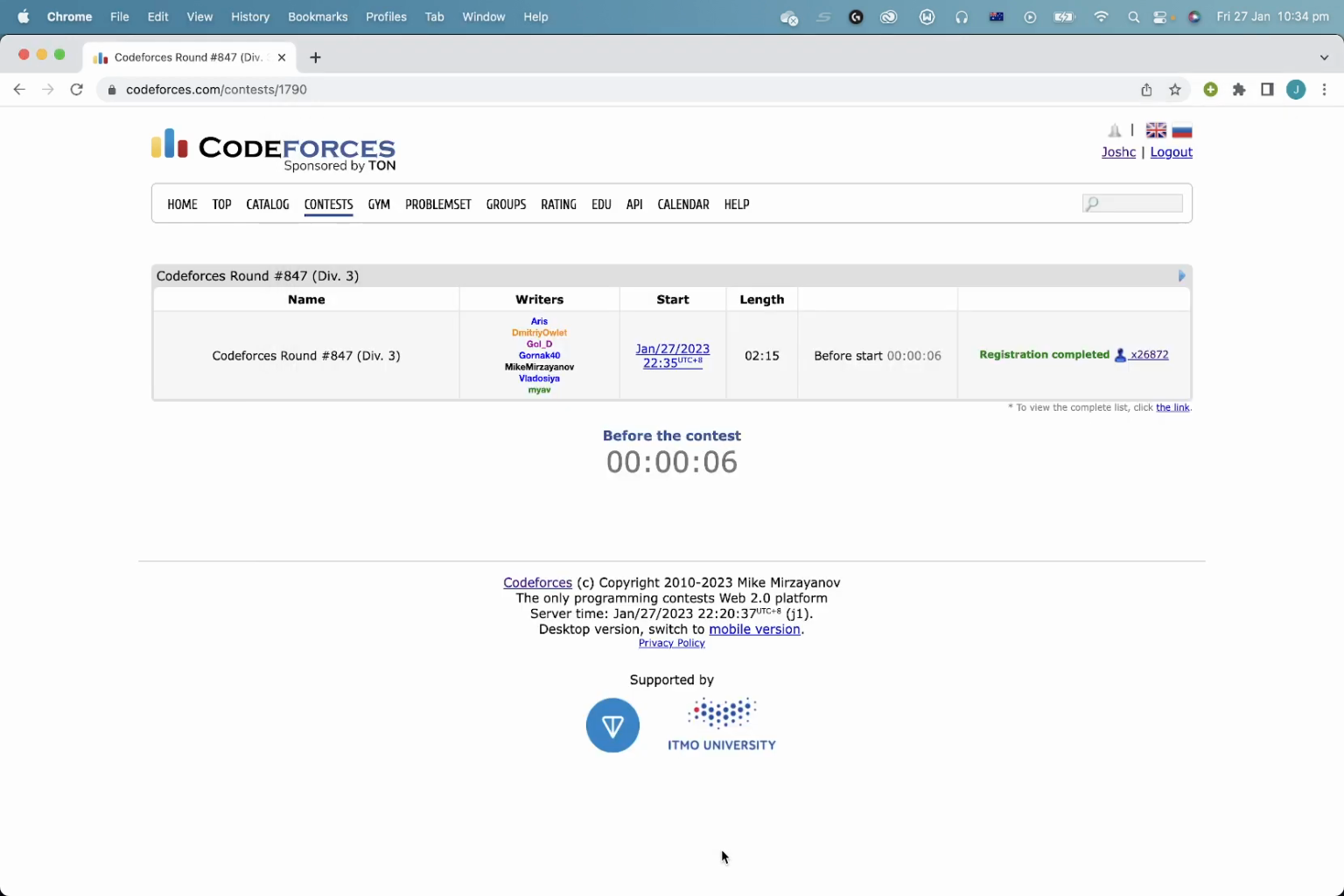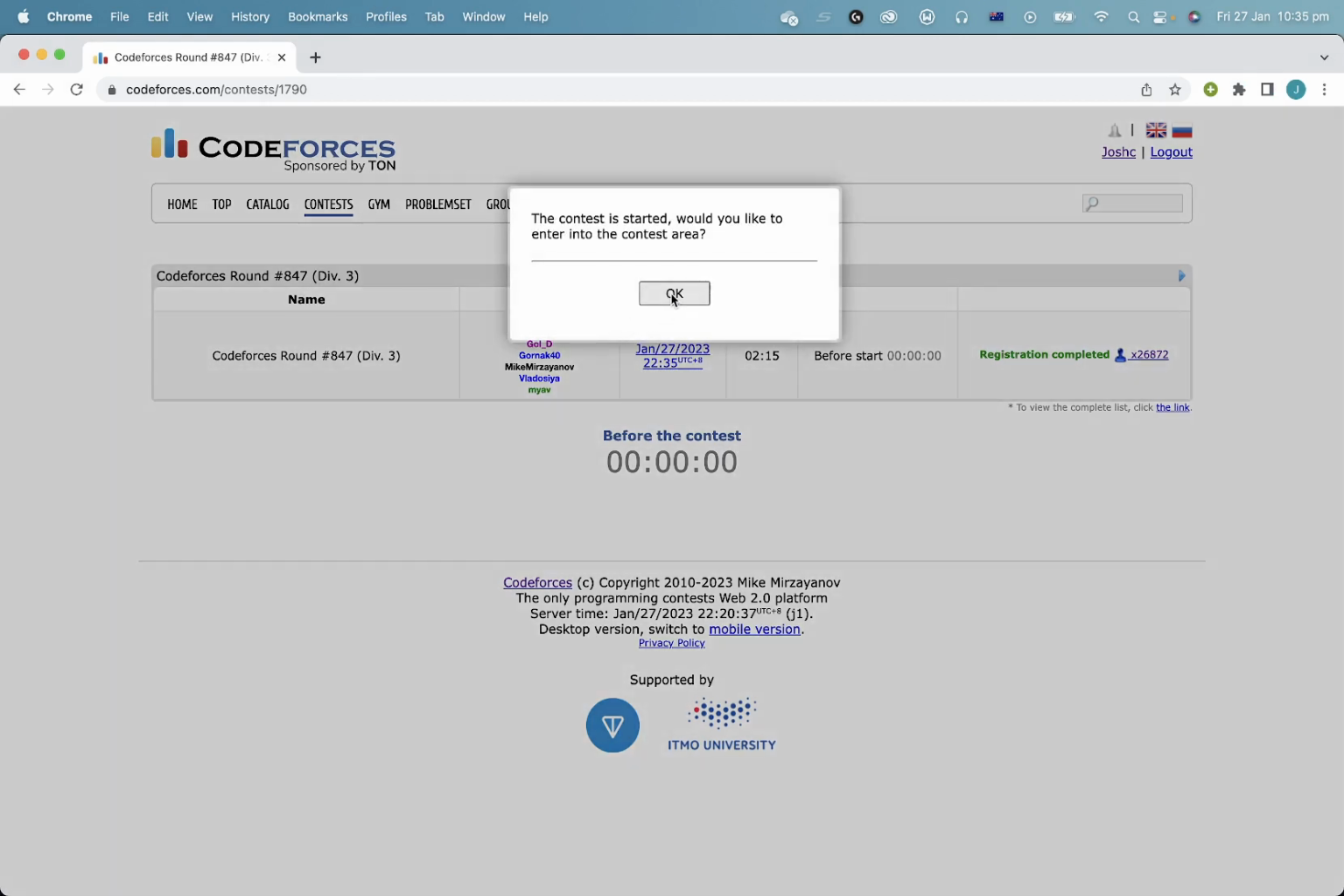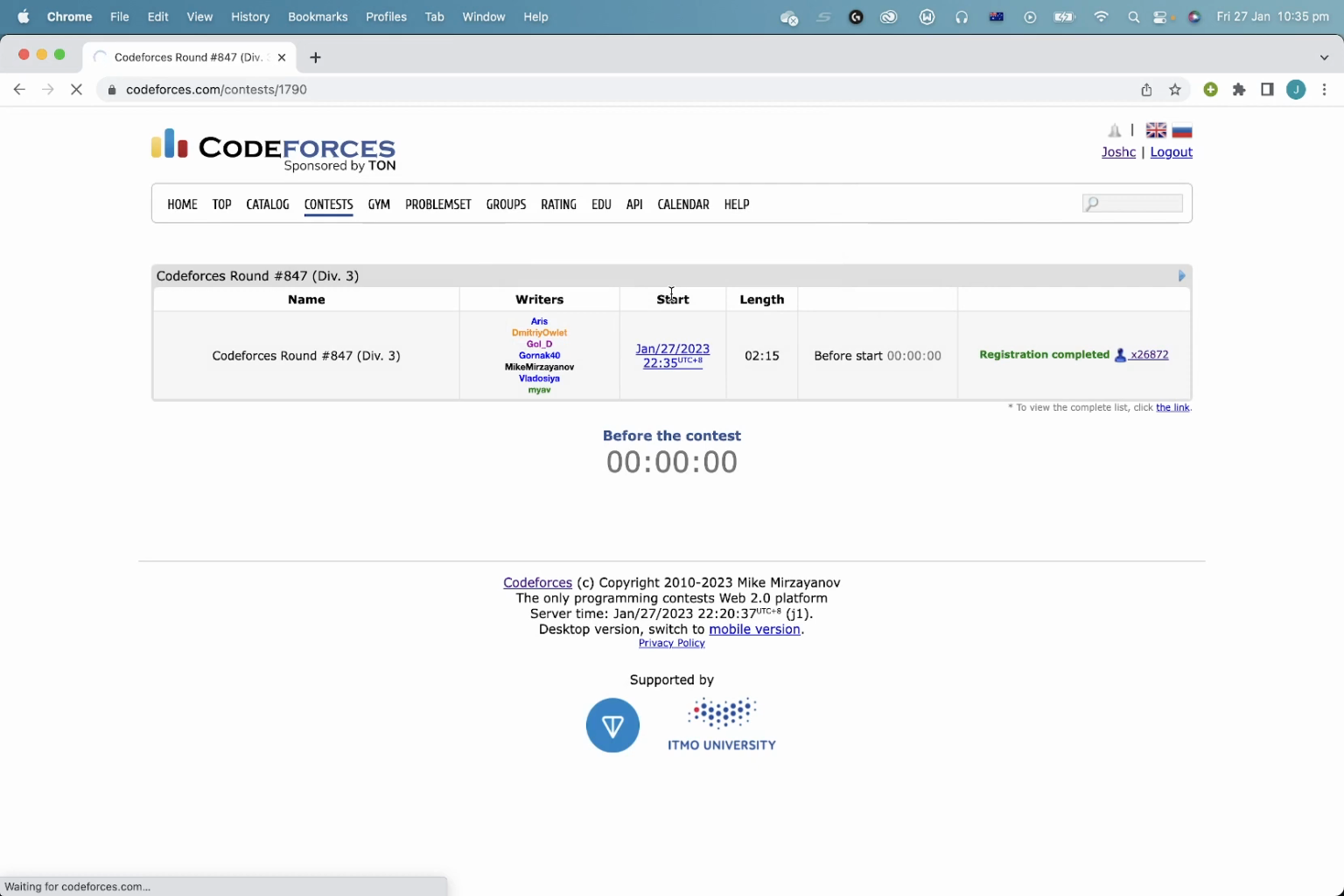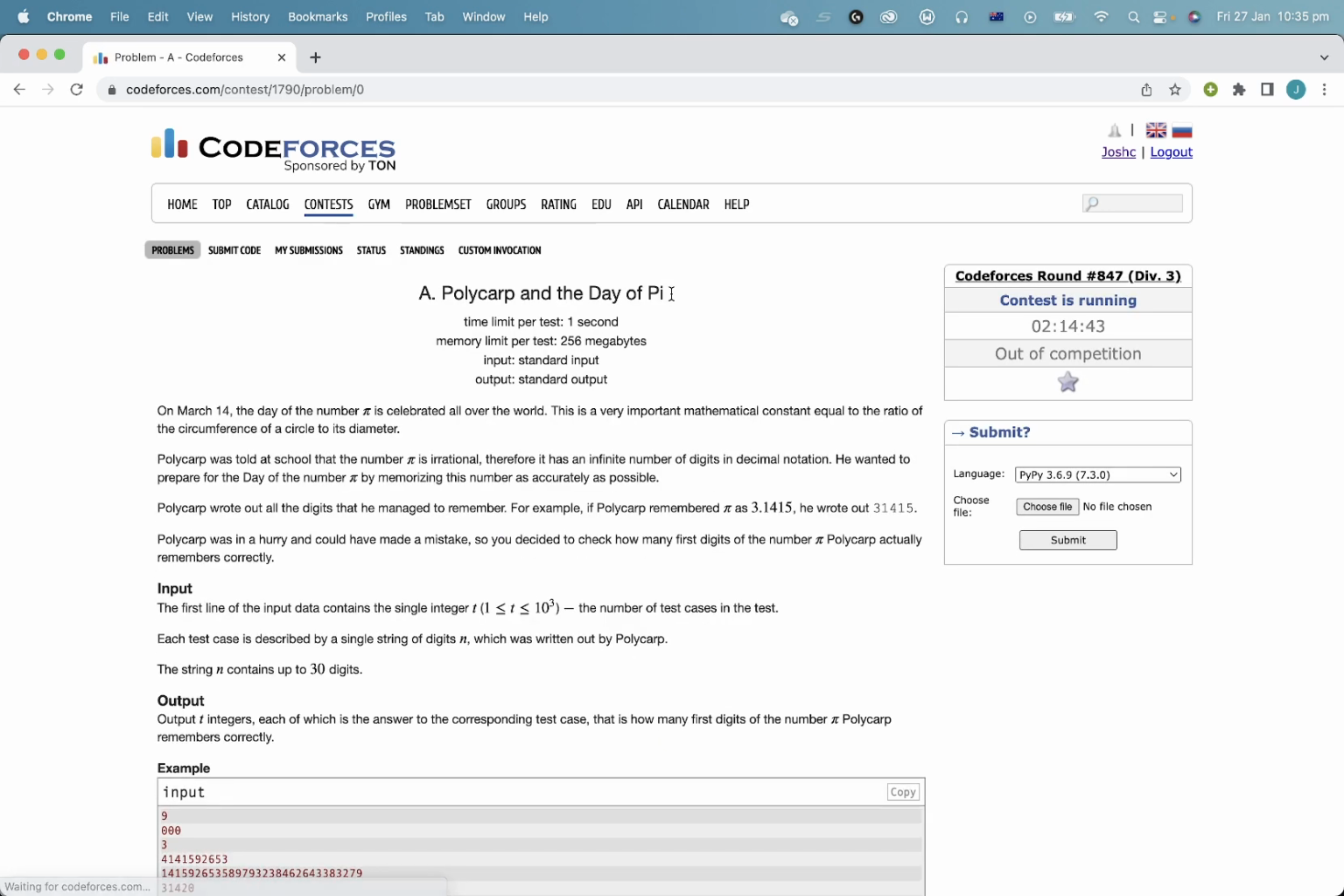Hi everyone, something a bit different today. I'll be doing the Codeforces Division 3, round 847, and let's go. It always takes ages to load in Codeforces, even worse than LeetCode, so that's always very fun. I think this round had like 7 problems or something.